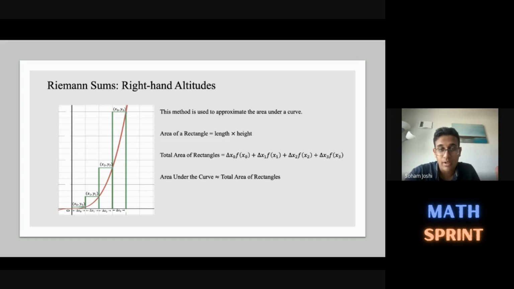But also remember, you have to use the right-hand altitude. That's how this whole thing works. The top right corner point of the rectangle has to lie on the curve. And you have to take the height between the top right corner and the axis lying below it, which in this case is the x-axis. Now I'm going to show you a sample scenario where you need to apply the right Riemann sum.